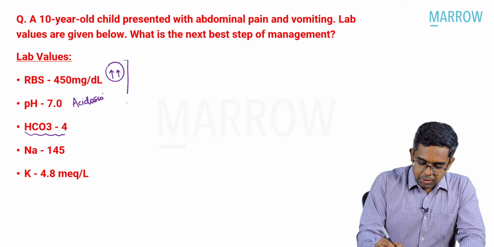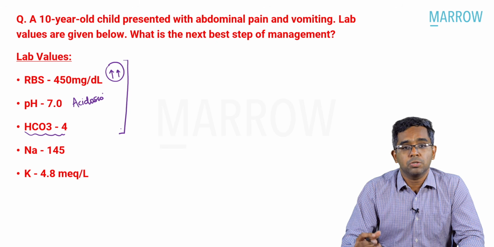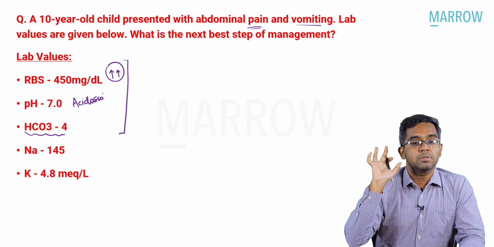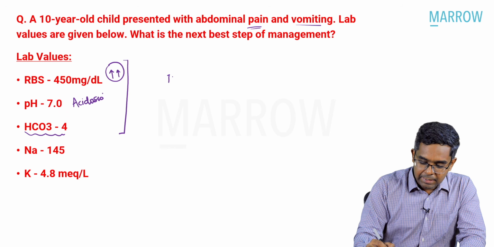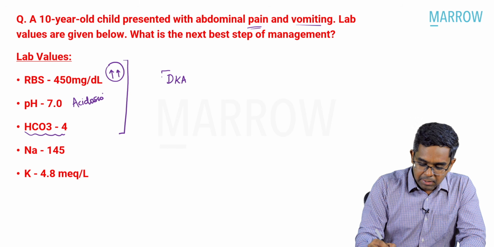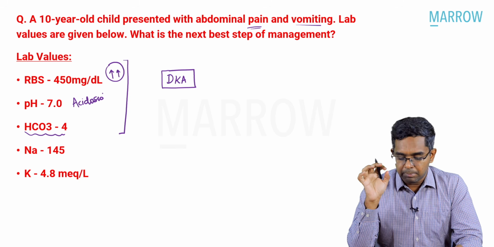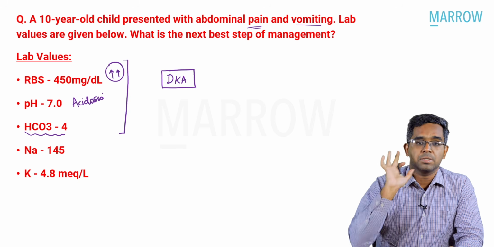Now, with this combination, acidosis and high blood sugar value in a child with abdominal pain and vomiting, which condition should be thought about? Yes, it is DKA. What is that? Diabetic ketoacidosis. This is something important, right? Diabetic ketoacidosis, and this is a question based on that only.